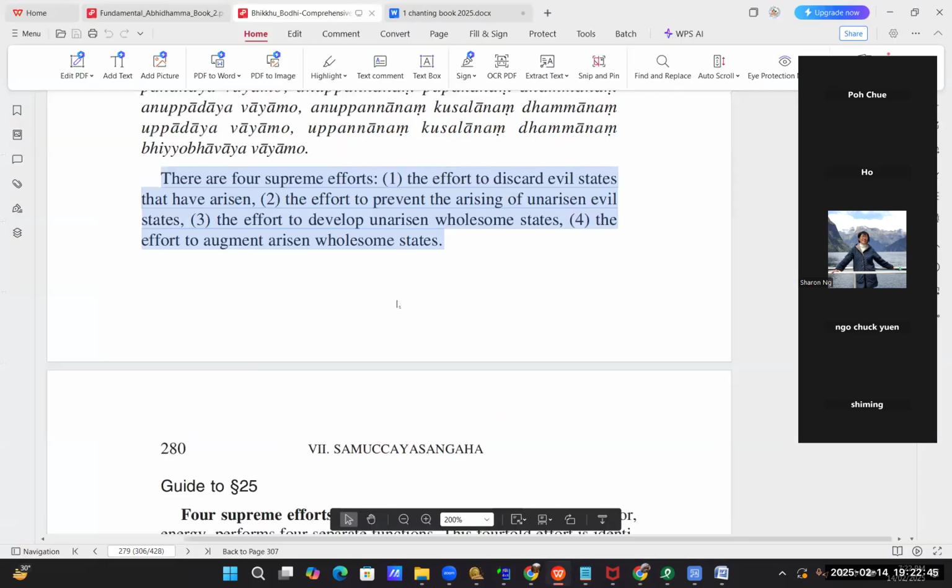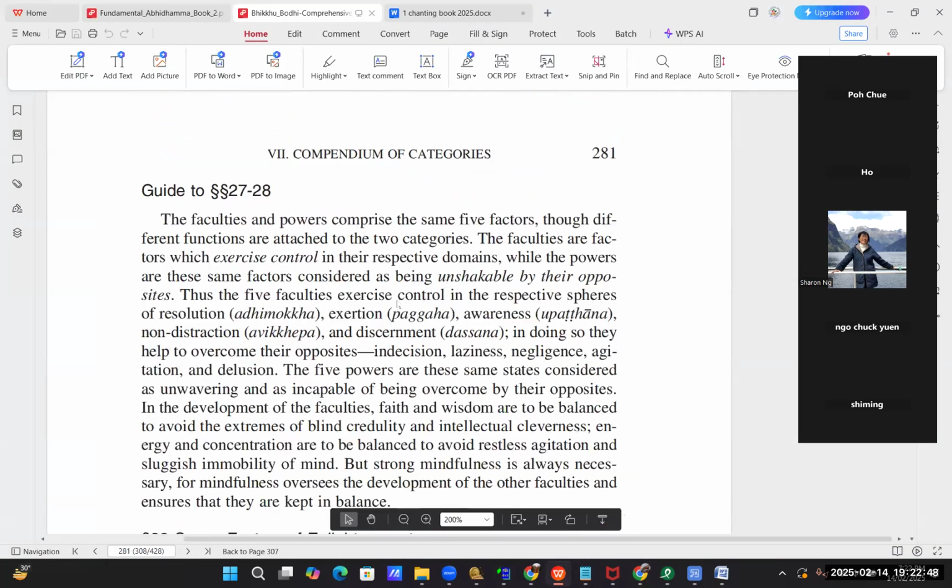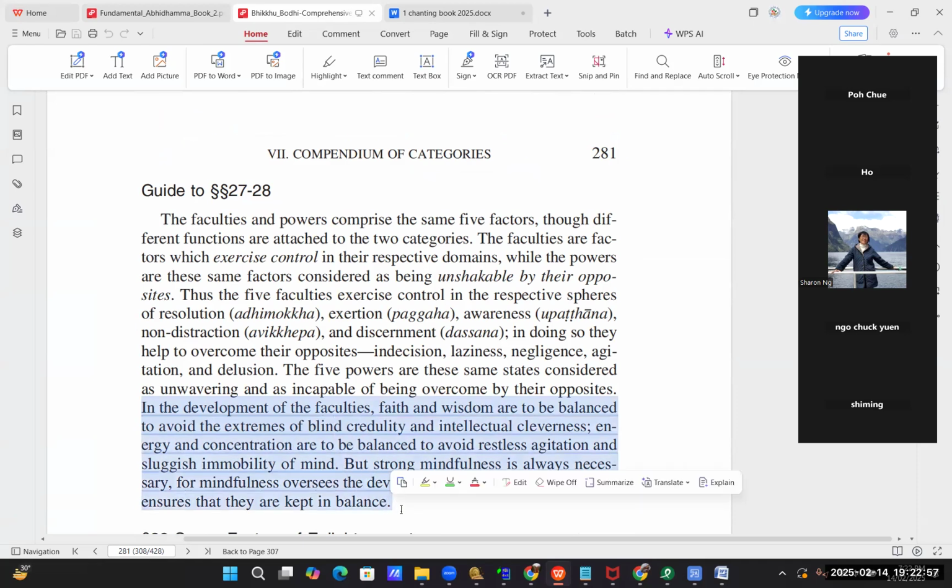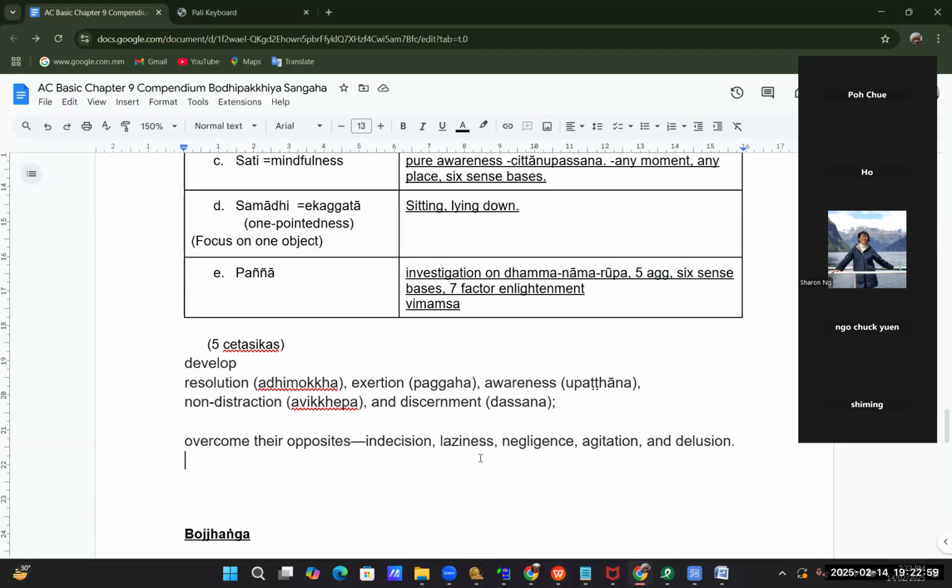So actually, yeah. All right. And also there is an extra point here. I think this is important here. I just copied it here.